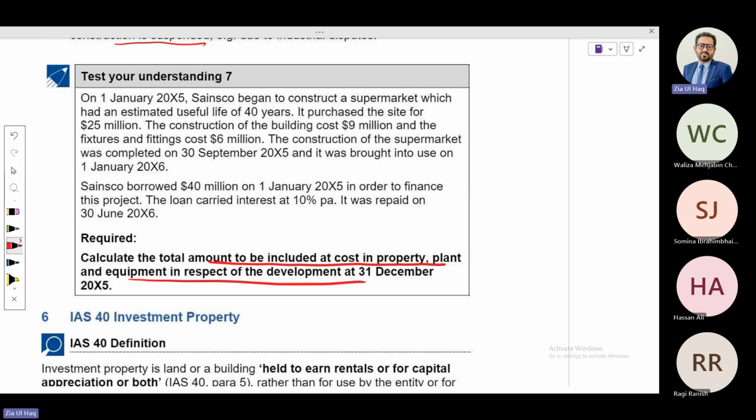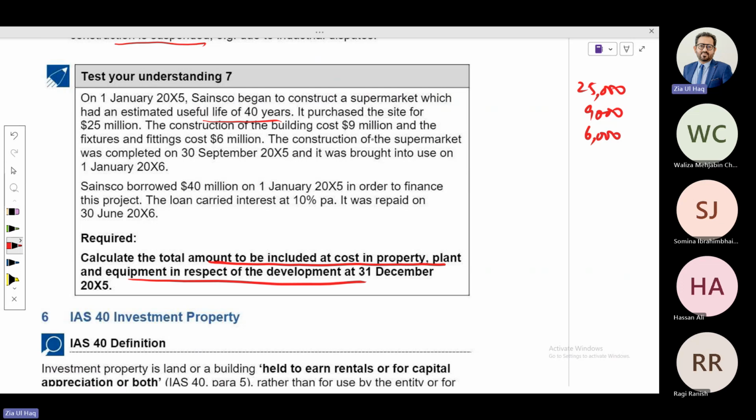On 1st January 20x5, Sansco began to construct a supermarket which had an estimated useful life of 40 years. It purchased the site for 25 million. The land they have purchased is 25 million, figures in thousand. The construction of the building cost 9 million, so 9 million is the building construction cost. And the fixture and fitting cost 6 million. And all these should be capitalized.